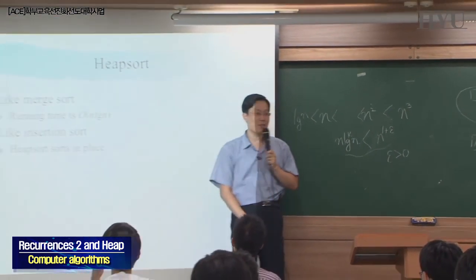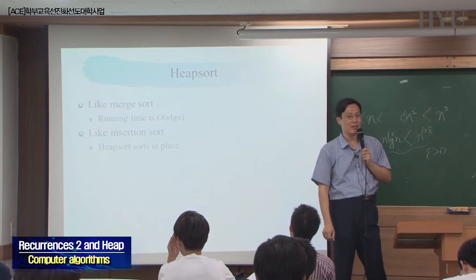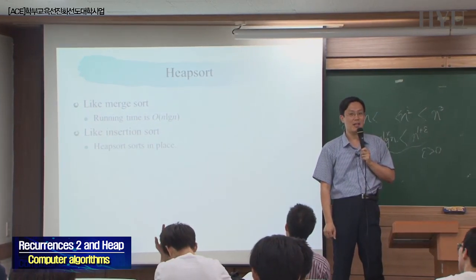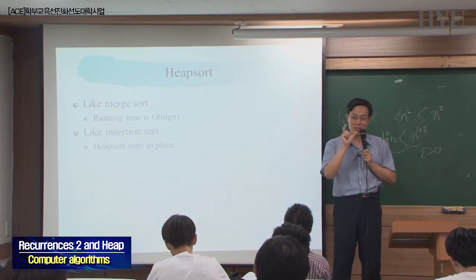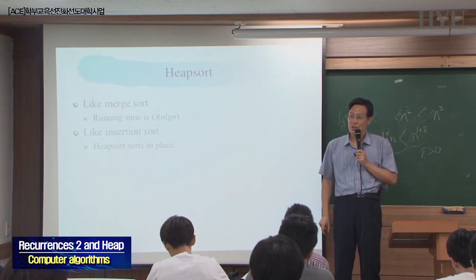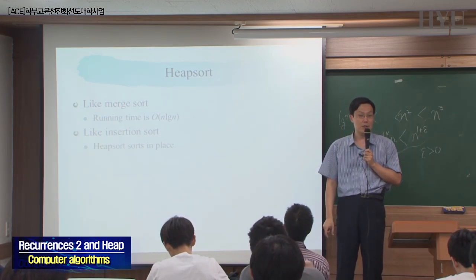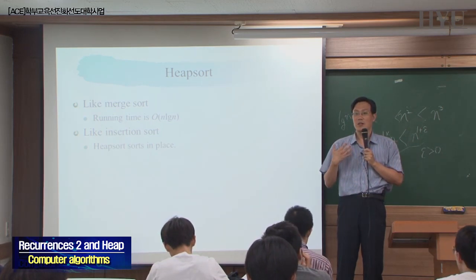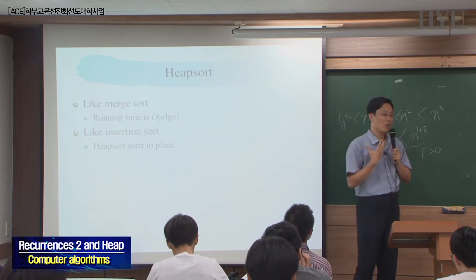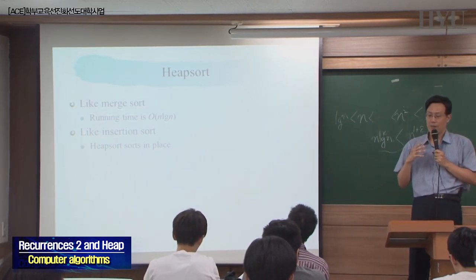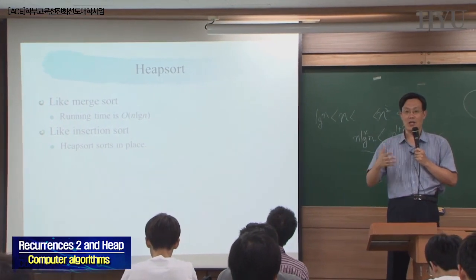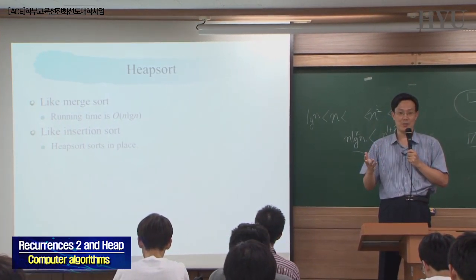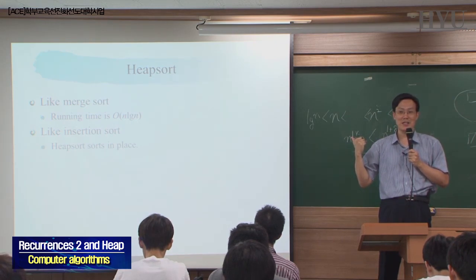Its running time is big O of n log n. And it requires only a small number of additional variables. So it's an in-place sort. So if you are required to use a sorting algorithm, use heap sort. It may not be the best, but it's quite fast.